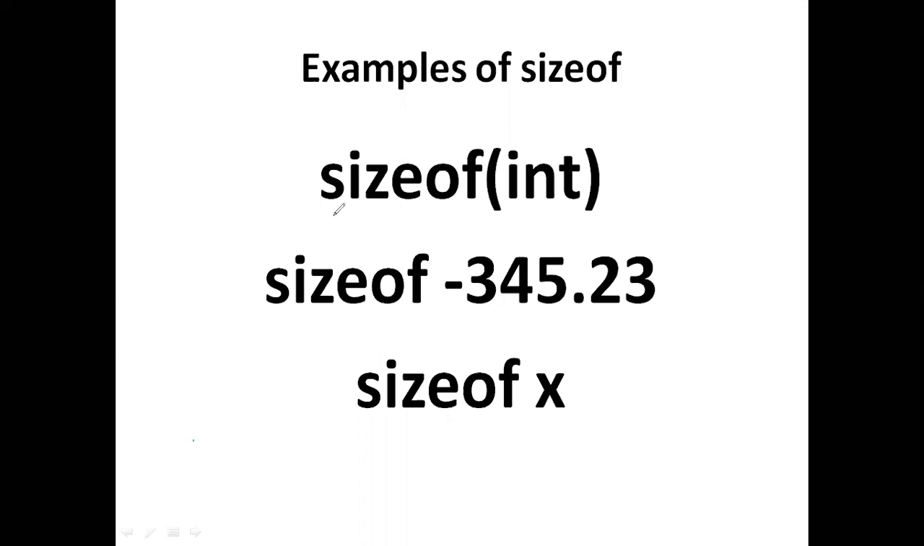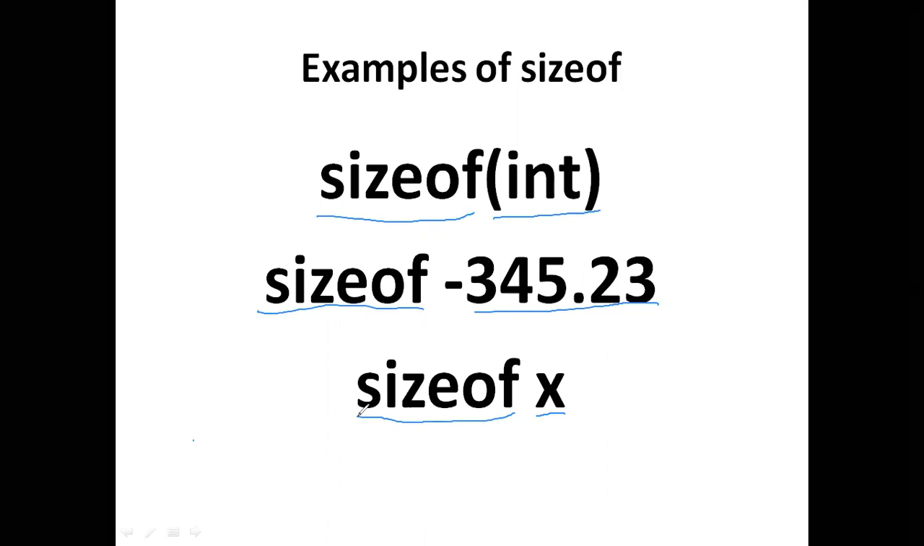Here this one we call the operator, and this one we call the operand. Here x is the operand and sizeof is the operator. And this type of expression we call a unary expression.